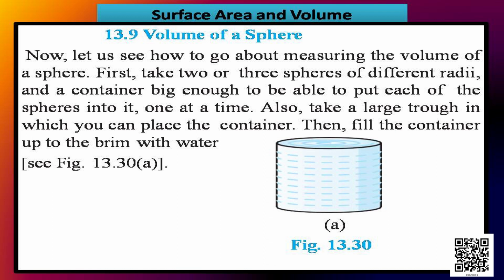Students, let us now discuss the volume of a sphere. Now let us see how to go about measuring the volume of a sphere. First, take 2 or 3 spheres of different radii and a container big enough to be able to put each of the spheres into it, one at a time. Also, take a large trough in which you can place the container. Then fill the container up to the brim with water. You can refer to figure 13.30a.